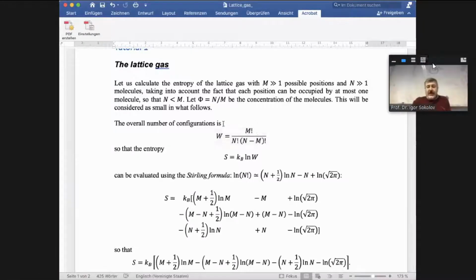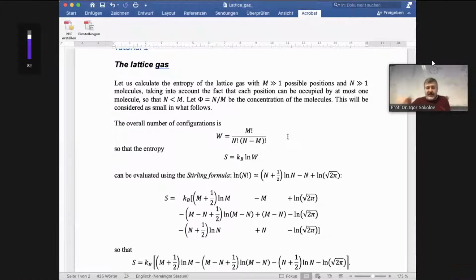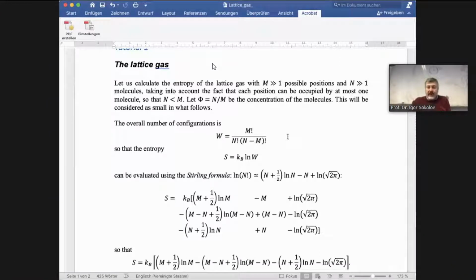So first, we calculate the number of different configurations. In this case, this is the number of microstates, W, which is the number of places, M factorial divided by N factorial and M minus N factorial. There is again a mistake: M minus N factorial.